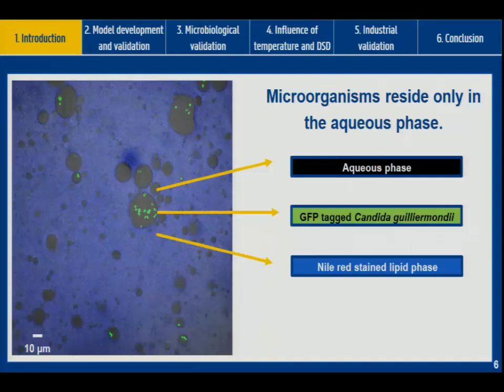A second important point that is important to emphasize is that most droplets are sterile. So if you can see here, there is a lot of these black droplets, but only several of them contain actually microorganisms.